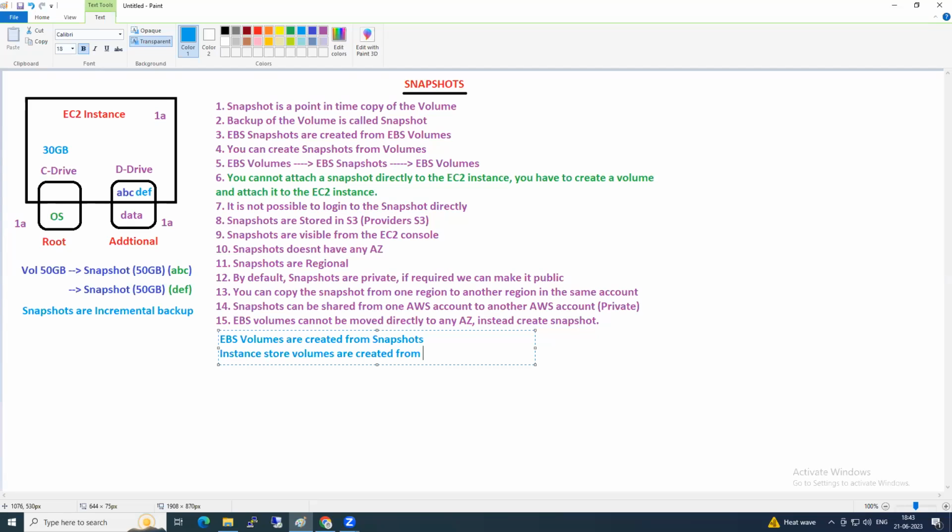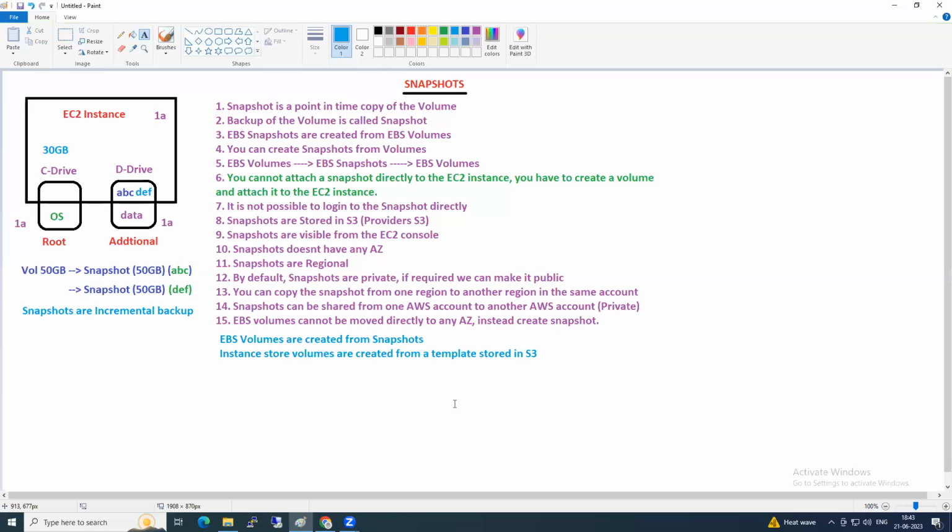Instance store volumes will be created by whom? AWS only, no? Do we need to worry about from where it's created? No need. But it's telling that it's using a template which is stored in S3. So instance store volumes are created from a template stored in S3. This one is for the certification purpose. Instance store volumes are created from a template which is stored in S3.